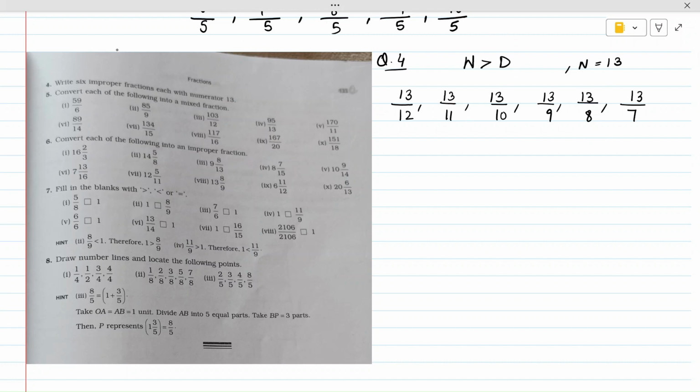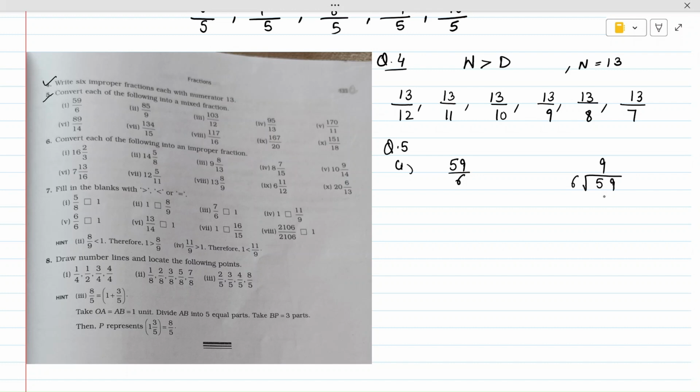Next we have to convert each of the following into a mixed fraction. This question also, kids, we have done earlier. What we have to do, let me pick the first part, which is 59 divided by 6. So straight away we can do the division. 6 divided into 59.